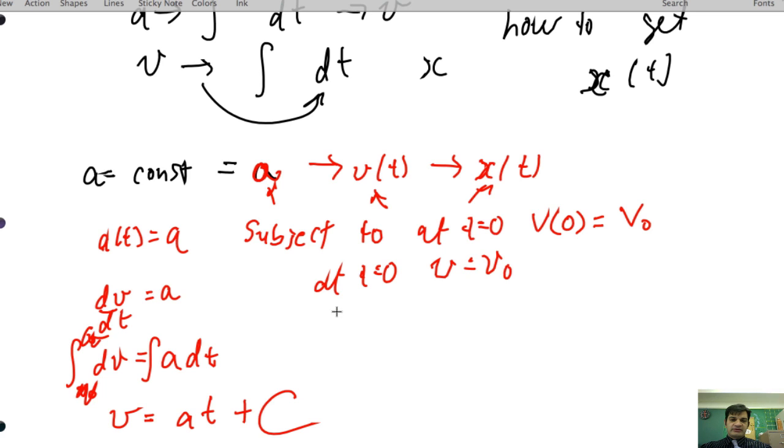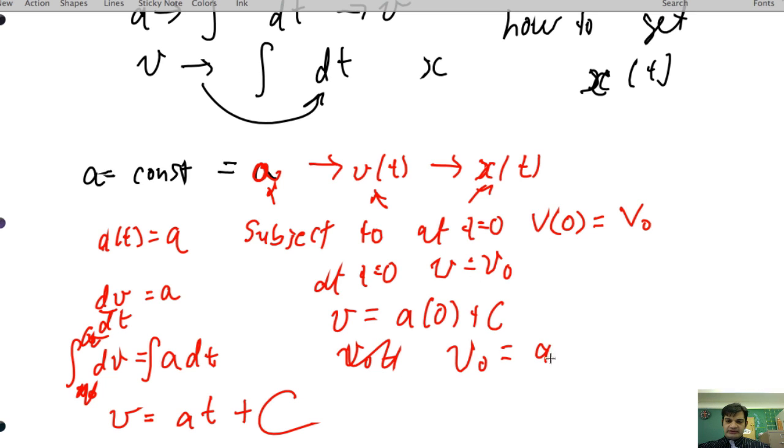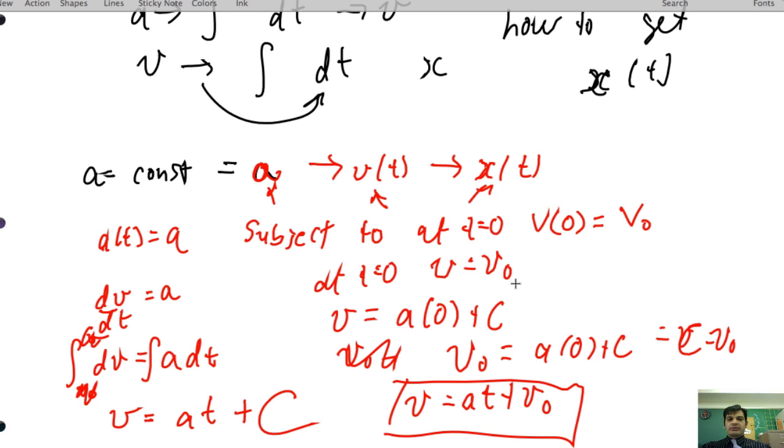So I plug that into the expression. I get v equals a times 0 plus c. And since I'm told that v naught is equal to v at t equals 0, v naught equals a times 0 plus c. And that gives me c equals v naught. So I have an expression for velocity in general: v equals at plus v naught. That should look familiar.